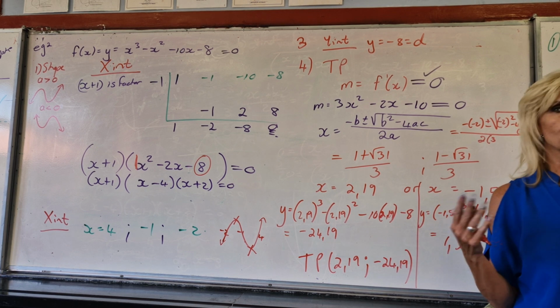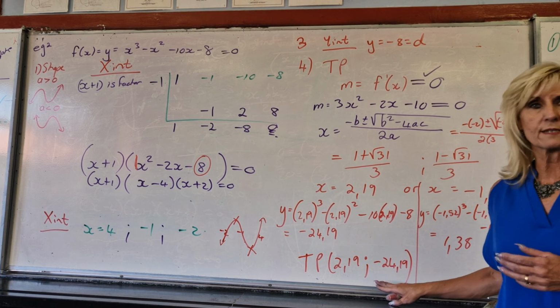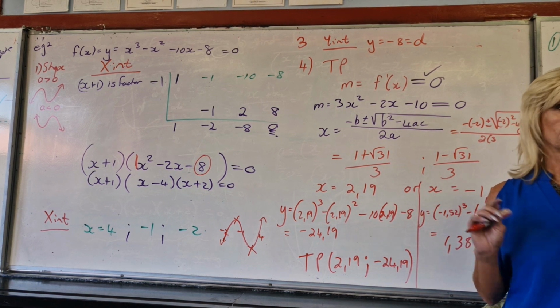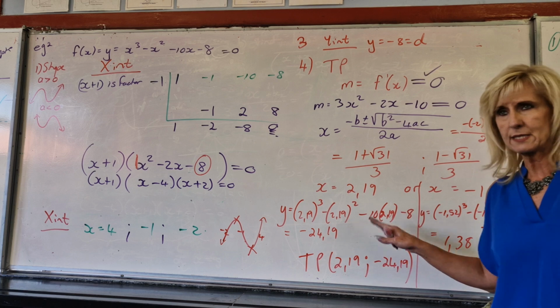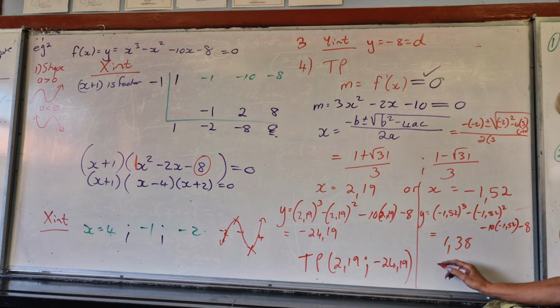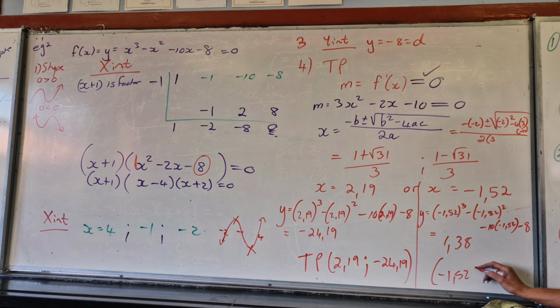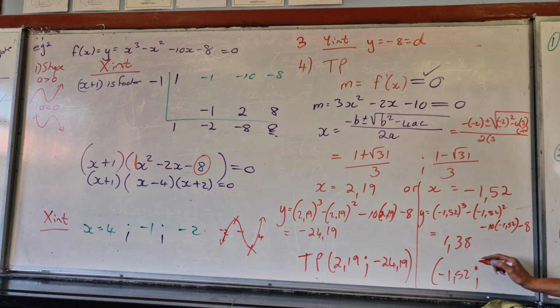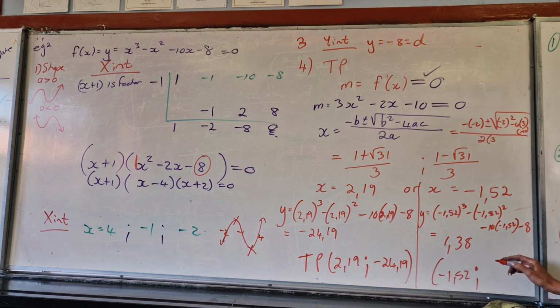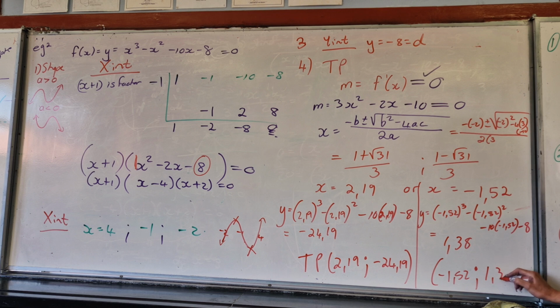Well, it's not to say. They can have nice whole number answers like (-3; 5). That's perfect. But it doesn't matter if it's a decimal or not. So the other turning point would be x is equal to -1,52. Please be careful with these commas and semicolons, okay, so that you can see where the point is. And this would be 1,38.